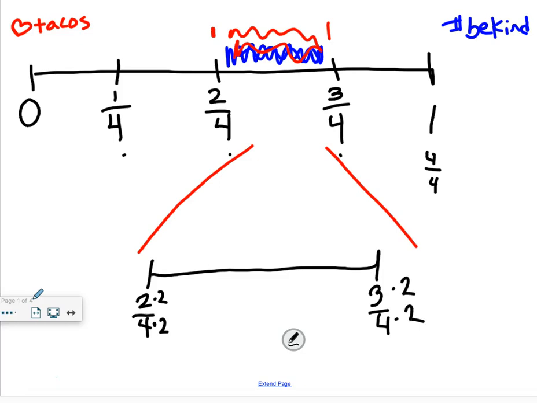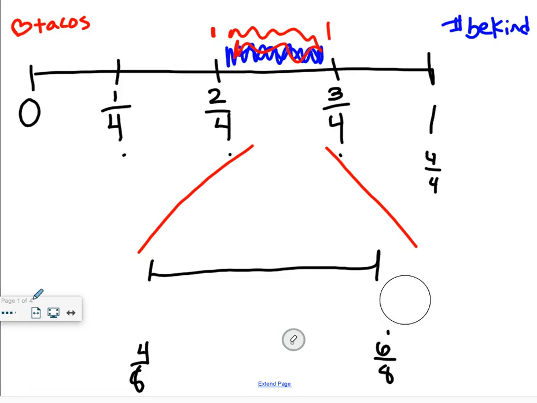So this one becomes 4/8. And this one becomes 6/8. And right in between 4/8 and 6/8, we're going to find a fraction. Well, what's between 4 and 6? So right there would be 5/8, right in between. So if I had it right, that would be right there.